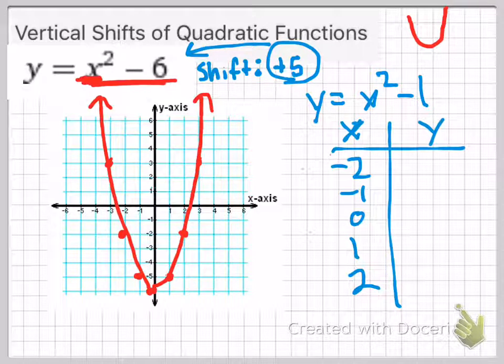Another way of going about it is let's look at it visually back on the graph. So our original graph started down here at 0, -6. That was that vertex. But we've now moved it up 5. So if I count 1, 2, 3, 4, 5 spaces up, that'll be my new vertex. If I do that with each and every point, I'll have my new parabola.